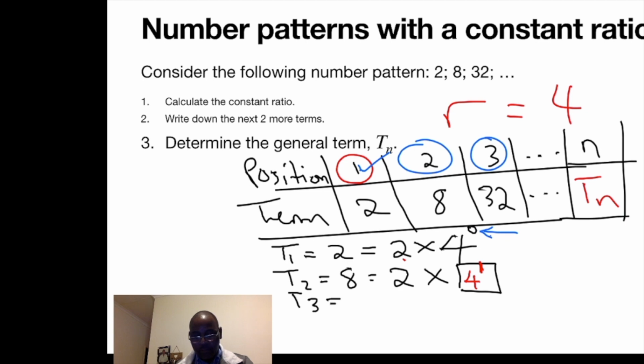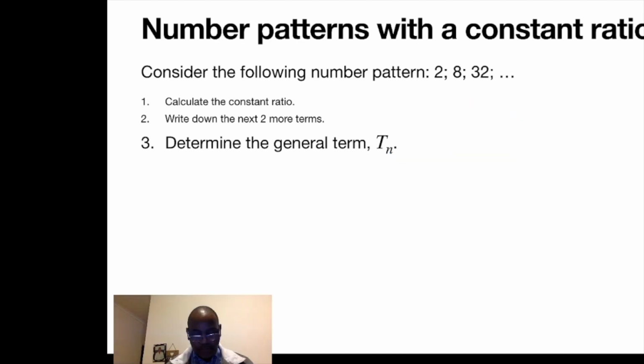So T3 is equal to 32. But I want to write 32 in the same format as the other numbers. So I'll start with 2 multiplied by something. I need that to give me 32, and I need the base in there to be a 4. So what is the exponent so that I can get a 32? Do you see that? That will be 4 to the power of 2, because 4 squared will give you 16, and 16 multiplied by 2 will give you 32.